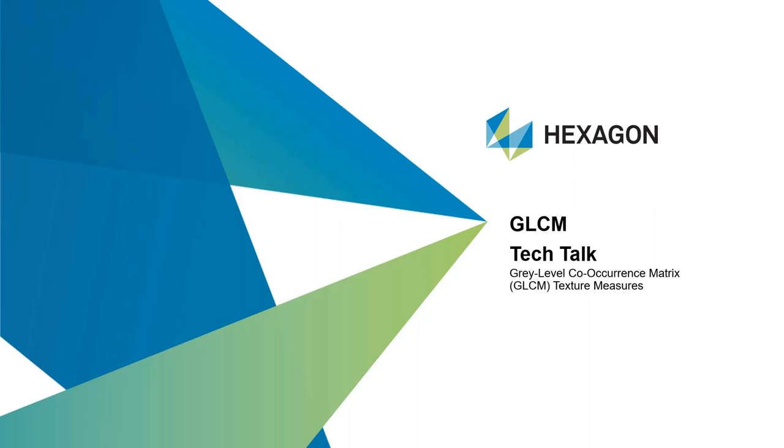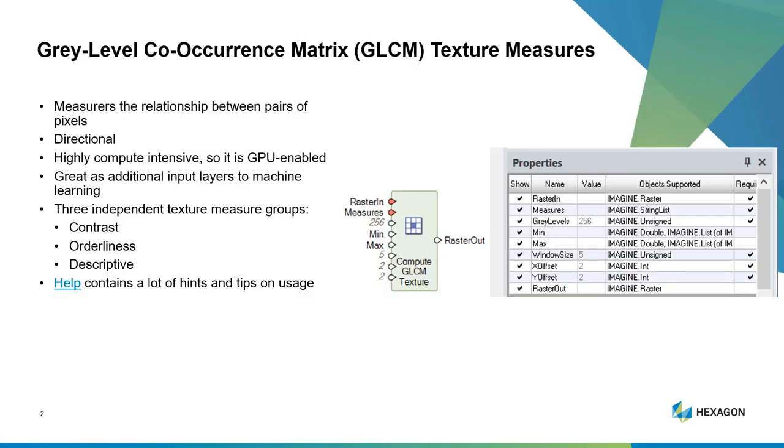Hello and welcome to this tech talk looking at the Grey-Level Co-Occurrence Matrix texture measures that were introduced to Spatial Modeler with the release of ERDAS Imagine. So what is a Grey-Level Co-Occurrence Matrix or GLCM texture measure? It's a very useful way of performing second order texture measures on any type of imagery.